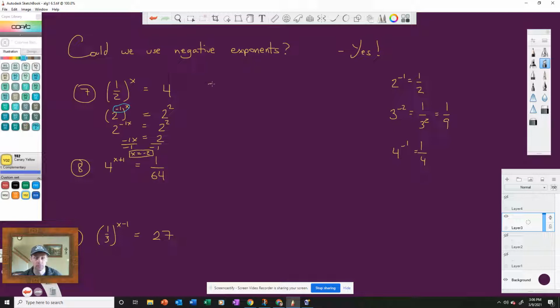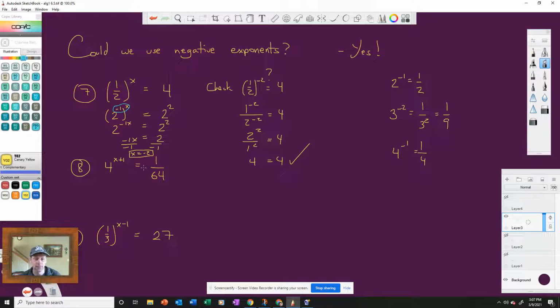Let's check it. Is it true that 1/2 to the negative 2 equals 4? Well, let's see. This negative 2 exponent, does it apply to the top, to the bottom, or to both? Yeah, both, because of the parentheses. So I have 1 to the negative 2 over 2 to the negative 2 equals 4. Because this top guy is a negative exponent, he wants to go to the bottom. Because this bottom guy is a negative exponent, he wants to go to the top. So I get 2 squared over 1 squared equals 4, which gives me 4 equals 4. So it checks.